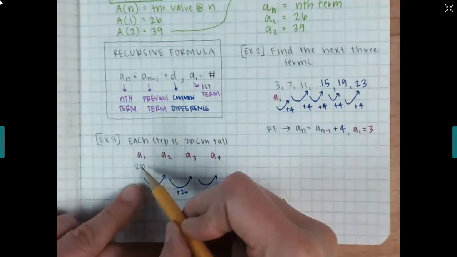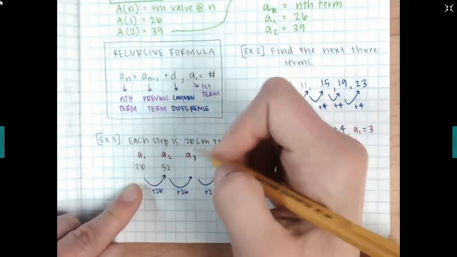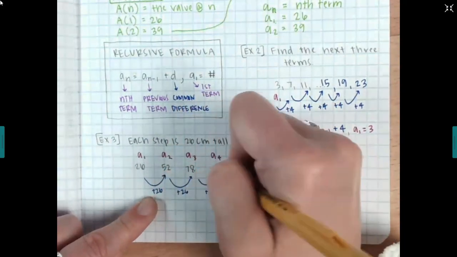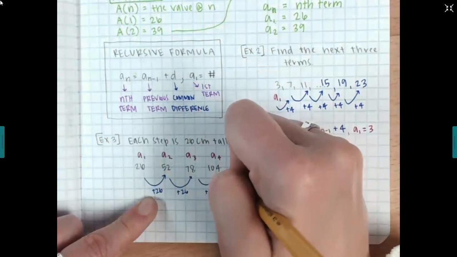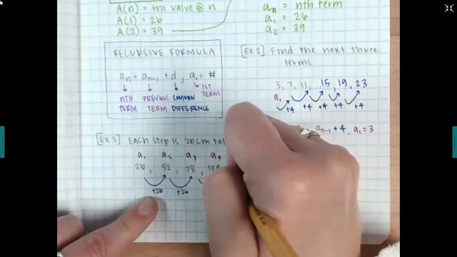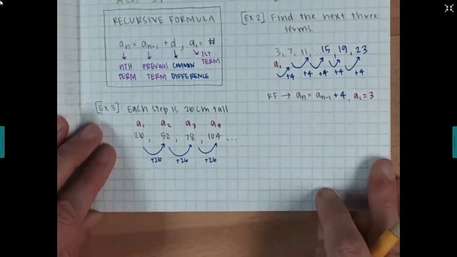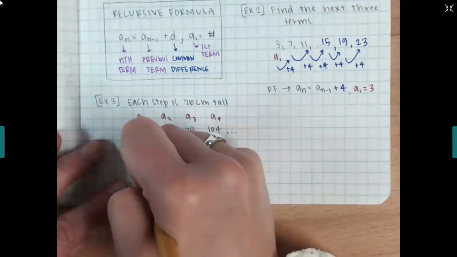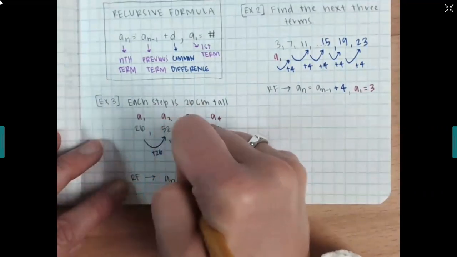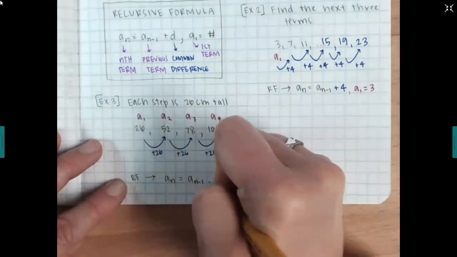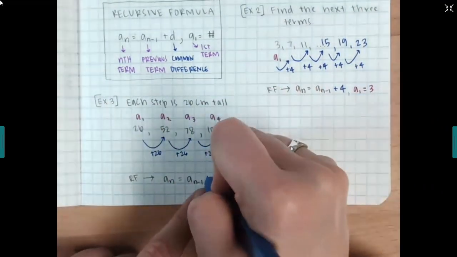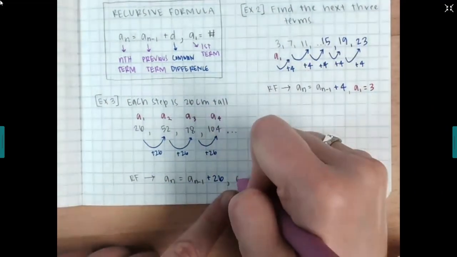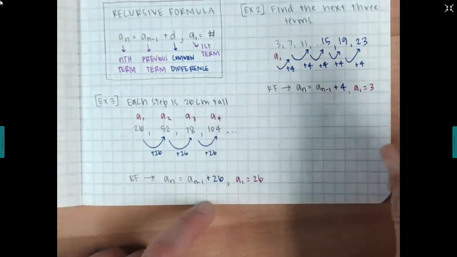So I'm going to do that in my head. 26 plus 26 is 52. Plus 26 is 78. Plus 26 is 104. And it continues. So I'm going to draw the dots. So if I write the recursive formula, that's a sub n equals a sub n minus 1 plus my d, which is 26, where my a sub 1 is also 26.